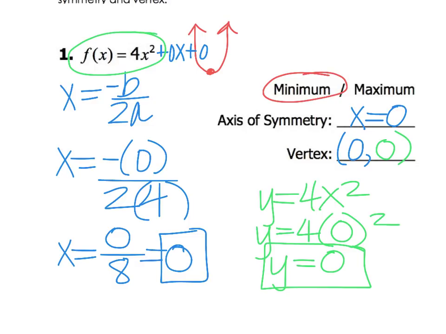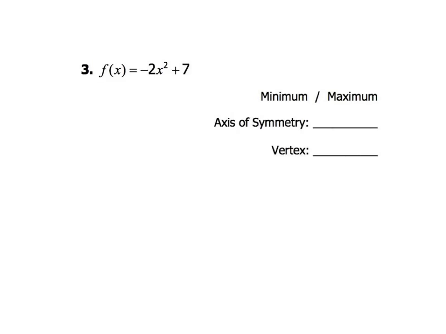And we just found whether or not it has a minimum or maximum, our axis of symmetry, and our vertex. All right, number 3. First thing we want to identify is we know that a is negative, so it's going to be a parabola that's pointing down. Therefore, we have a maximum. Our vertex is on the top. So we have a maximum because a is negative.